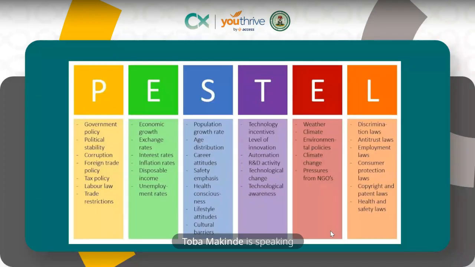For technology, you have to look at the technology incentives, the level of innovation in that country, R&D activities, technology awareness. For environmental, you have to understand weather, climate, environmental policies, climate change and all of that. And for legal, you have to understand the discrimination law, antitrust law, employment law, copyrights, health and safety law, all forms of law that are associated with your industry or your service or the product you're rendering.